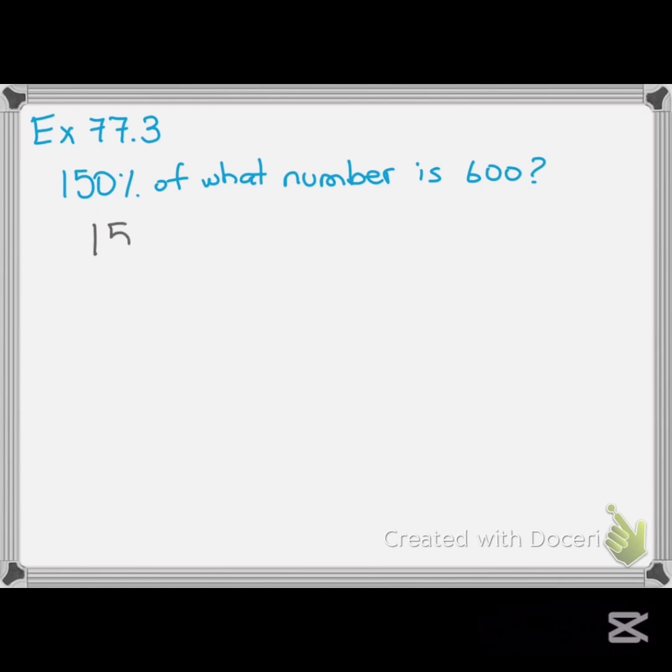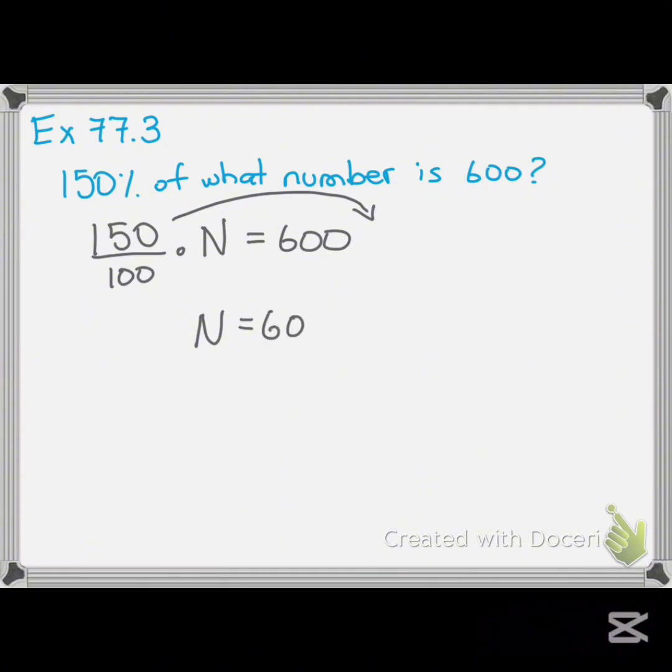So again, I'm going to write that as a fraction so that we save some steps. Of, multiplication, what number is 600? Again, notice that we want to get rid of the 150% on the left and pass it to the other side so we can leave N alone. So that's going to go to divide.